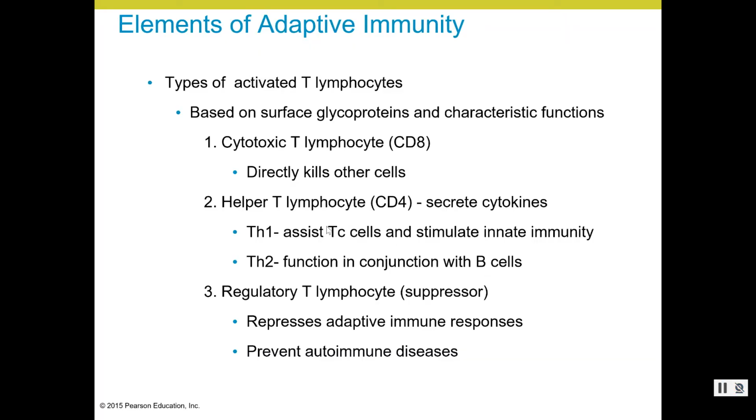All right, so helper cells, they will actually differentiate into two types, helper 1 and helper 2. T helper 1 assists cytotoxic T cells. T helper 2 are going to work with B cells.